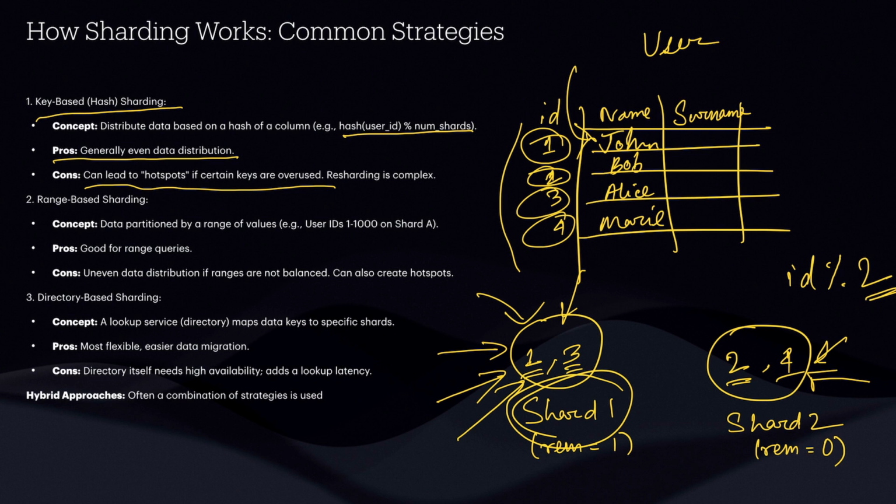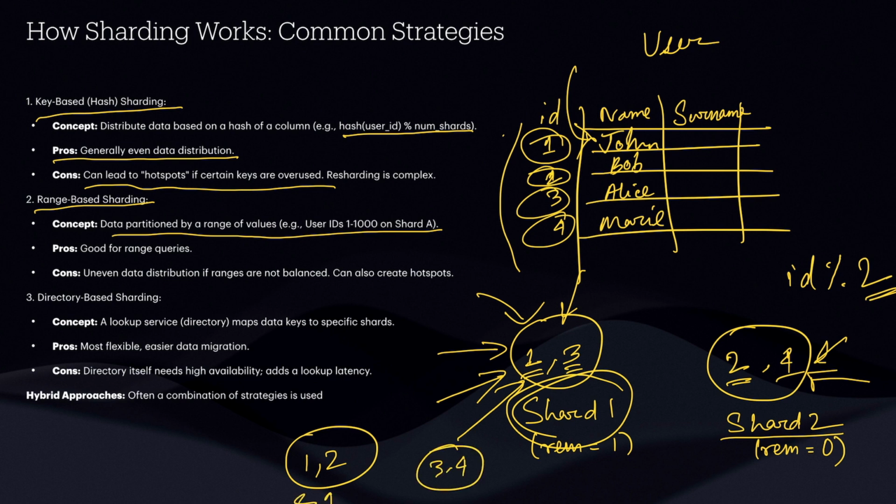Maybe we are over-allocating more resources for shard 2 than necessary. So there is definitely room for improvement there. Then there is another strategy called range-based sharding, where the data is partitioned by range of values. So let's say in this case, we can have user 1, 2 in shard 1 and user 3, 4 in shard 2. If we say the range is 2, that means 1 to 2 comes here, 3 to 4 comes here, something like that. And then there are other strategies as well, like directory-based sharding.